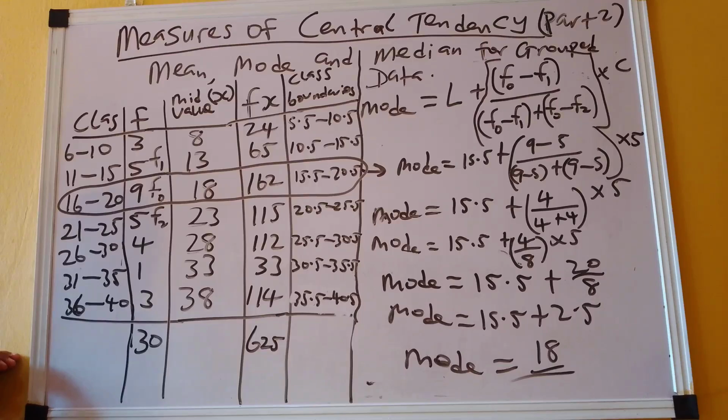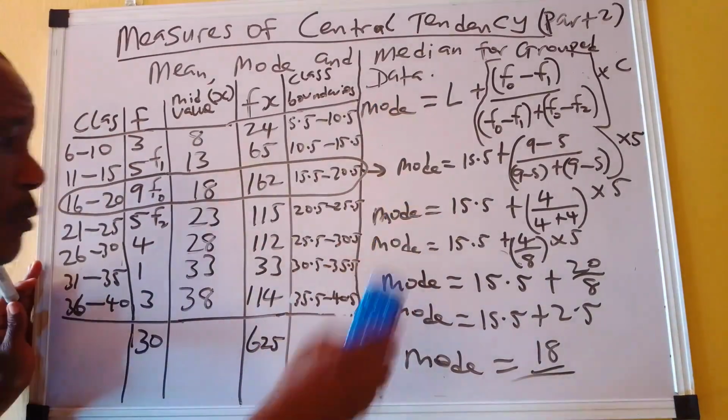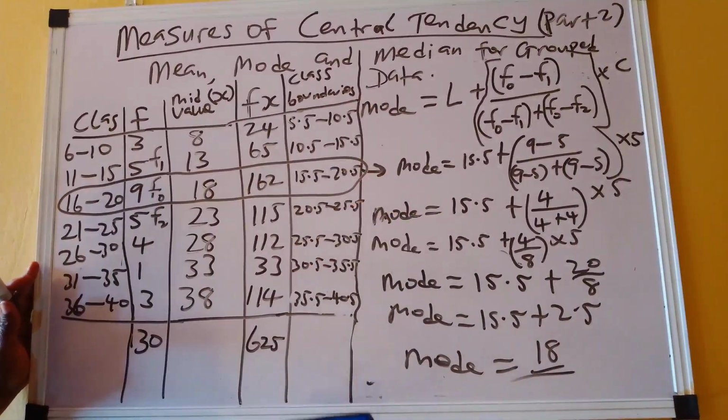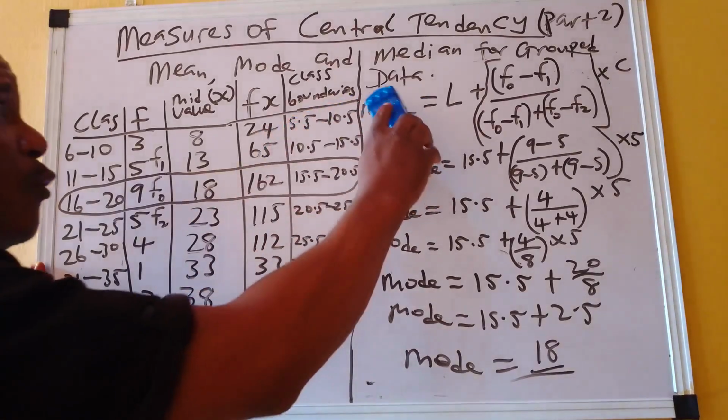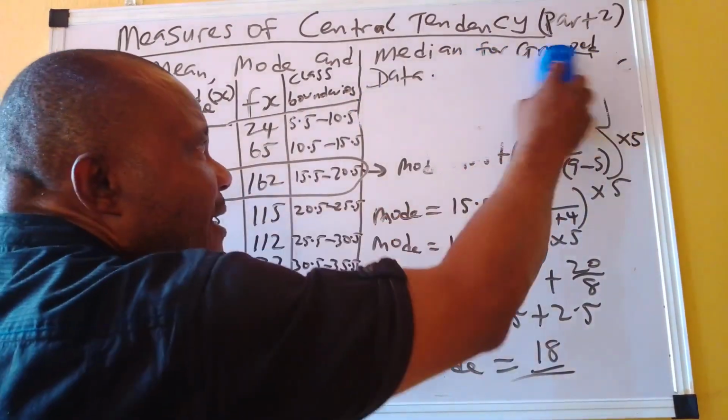Now again, the last measure of central tendency that we shall also look at is the median. Permit me to also clean this part of the board so that we can calculate. I hope the mode is properly taken. You have taken note of it. So you play the video over and again so that you can get the message clearly.